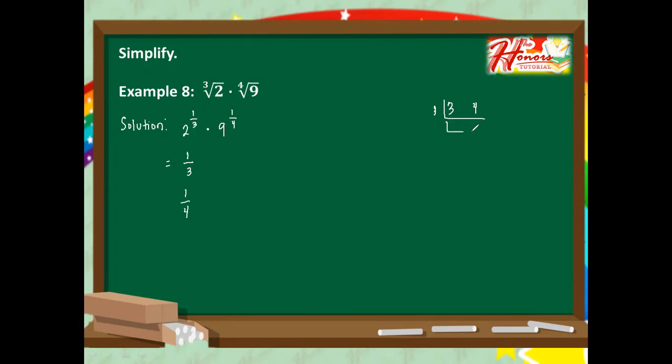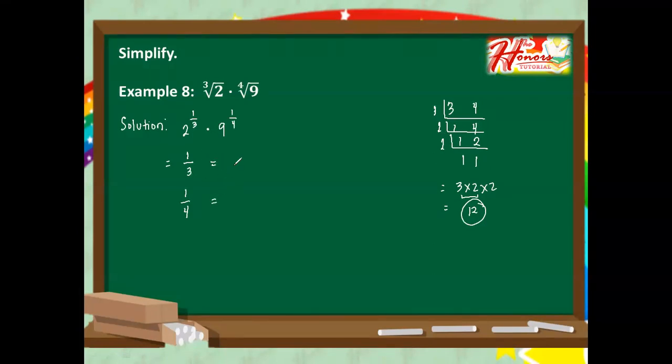So 3 divided by 3, that's 1. And then bring down 4. Think of a prime number again that can divide 4, and that's 2. So we have here, bring down 1 again. 4 divided by 2 is 2. And then think of a prime number again that can divide 2, and that's 2. So we have here 1. 2 divided by 2 is 1. So the prime factors that we have here is 3 times 2 times 2. So 3 times 2, that's 6, times 2, that's 12. So 12 is our new denominator here.